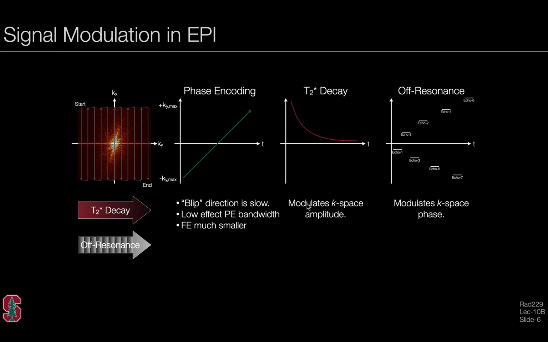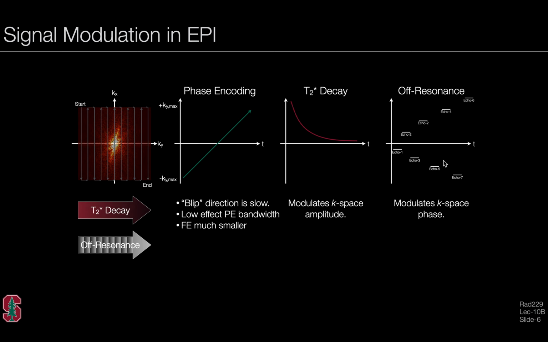But this leads to a modulation of the echo amplitude over K-space, and you could think of it as multiplying the apparent K-space shown here by some window or weighting function that is T2 star dependent. But again, it's also going to be tissue dependent.